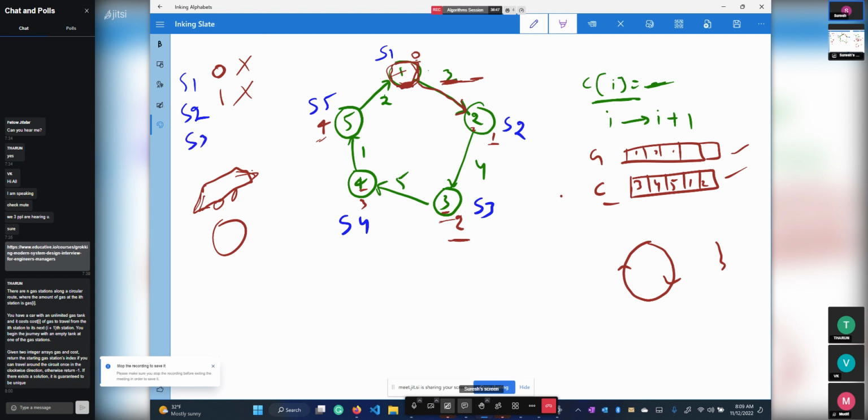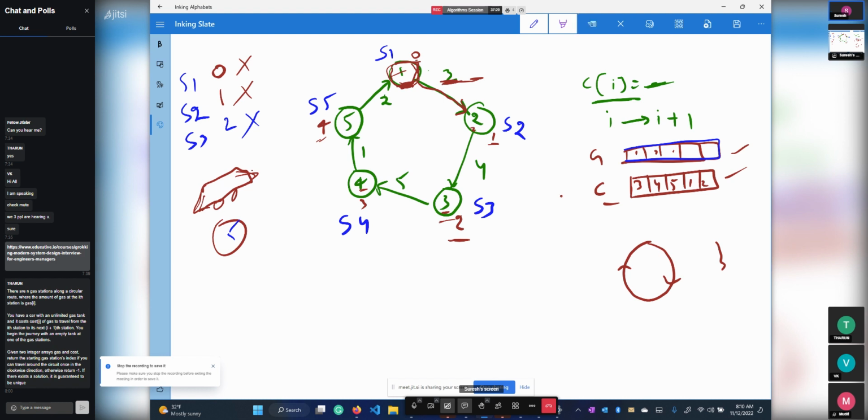Let's see if you start from station number 3. Station number 3 means index 2 in the array, and how many liters of petrol? Three. So let's put all 3 into your car. Can you travel to station number 4? No, because we need 5 liters. So even station 3 is not a good idea to start.